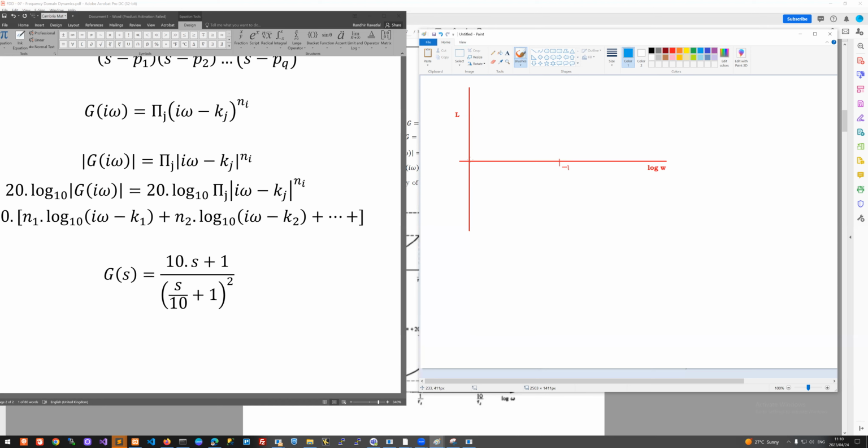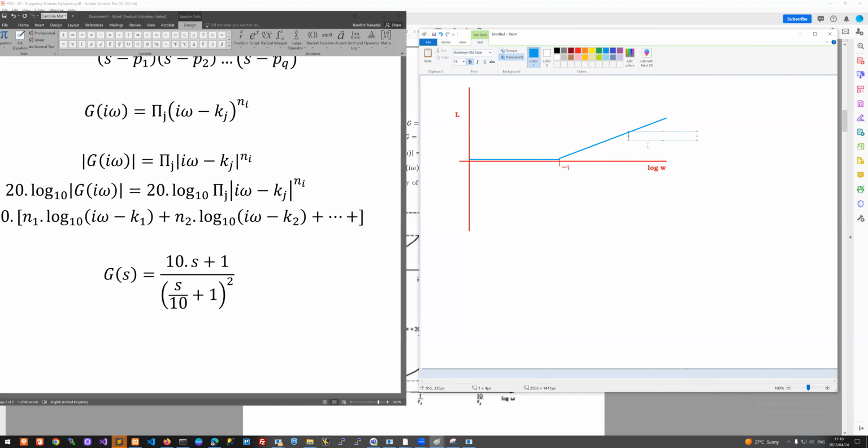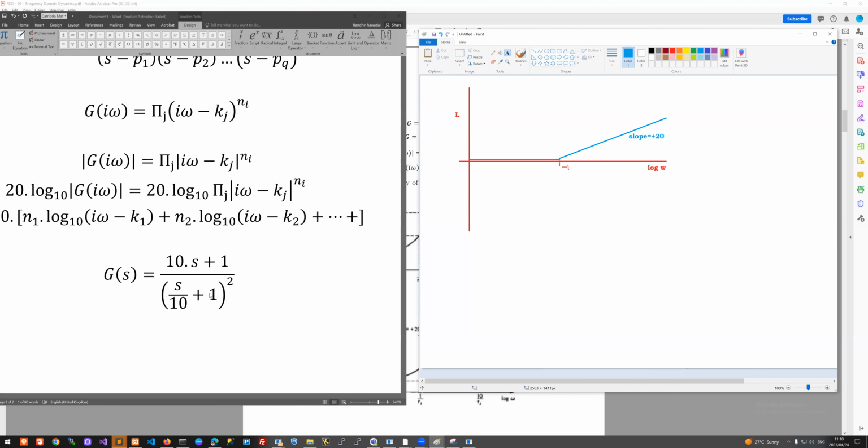It's going to be 0 from 0 up to the crossover point. And after that, it's going to have a slope of +20. So that first term in the numerator will have this. Yeah, it will look like this. So let's just label this as slope equals +20. And then for the next piece, we have S divided by 10 here.